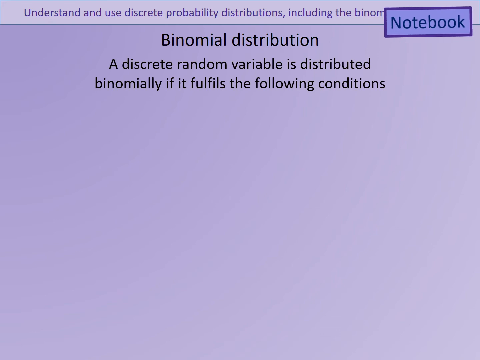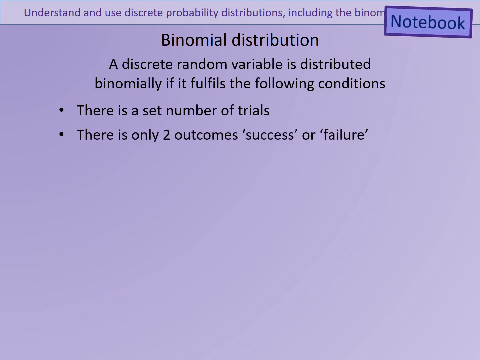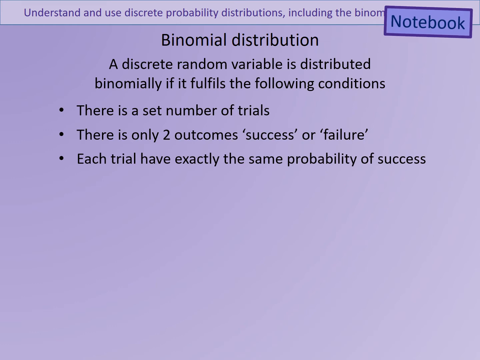So for your notebooks now, these are the features of the binomial distribution that you need to know, learn and understand. A discrete random variable is distributed binomially if it fulfills the following conditions, and it must fulfill these in order for you to be able to use the binomial distribution. The first one is there has to be a set number of trials, and these are things that you need to be looking out for, certainly within wordy questions. There have to be only 2 outcomes, either a success or a failure. That's the binomial part of this distribution. Each trial has to have exactly the same probability of success. They have to be independent of each other, which is the next one there.